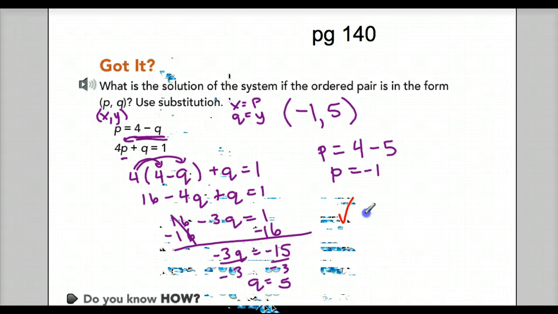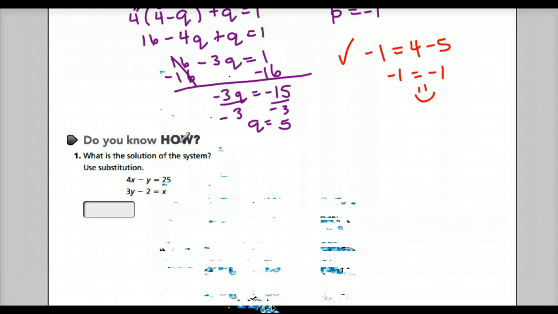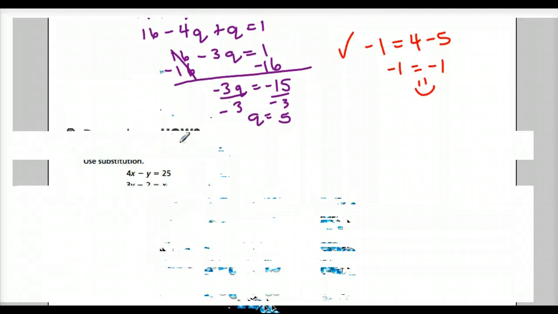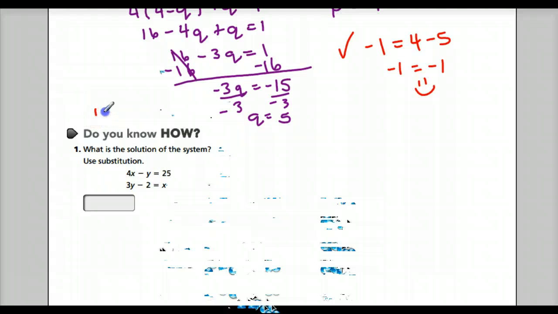So it should be negative 1 equals 4 minus 5, and negative 1 does equal 4 minus 5. So we are happy. Okay, so now what I want you to do is look over on page 141, and I want you to try number 1. What is the solution? Use substitution. You might do it off in the margin.